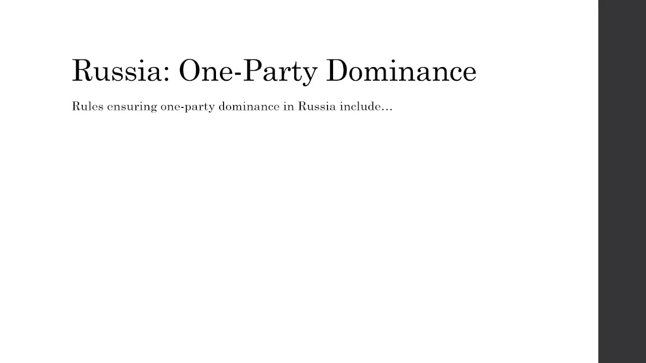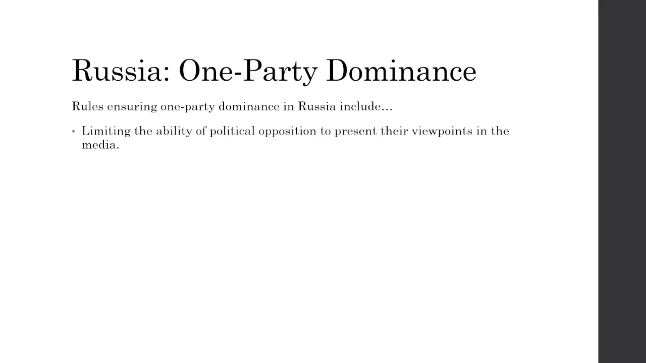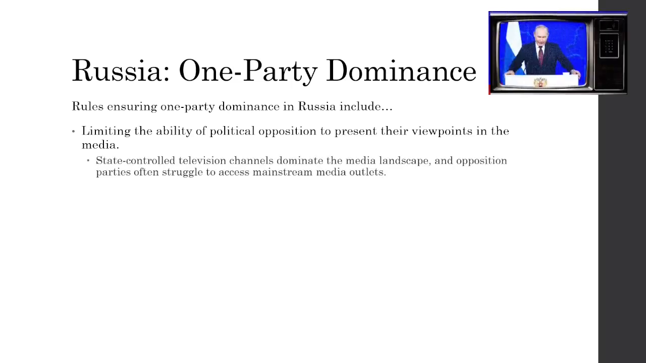Rules ensure one-party dominance in Russia, such as limiting the ability of political opposition to present their viewpoints in the media. Russia has a lot of say-so over the media. There's also been many cases of journalists just magically dying or committing suicide or jumping off hospitals. State-controlled television centers exist, and they are there to dominate the media landscape and control what people see within the country. And opposition parties really struggle to get any say-so in what's put on these channels and to access mainstream media outlets that are frequently used by the Russian people.